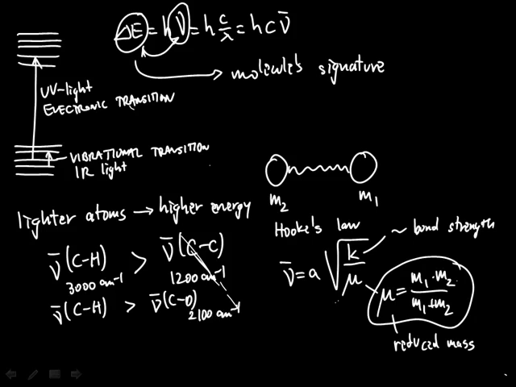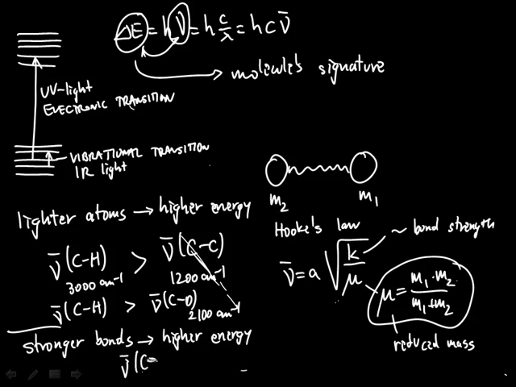Another parameter that comes out of here is that the stronger your bond, the more energy you will need, and that is pretty straightforward. So if we have stronger bonds, then you will require higher energy to stretch or bend them. And so the frequency of the CO double bond vibration will be, of course, greater than the frequency of the CO single bond vibration. The corresponding numbers will be 1,700 and about 1,200 reciprocal centimeters.